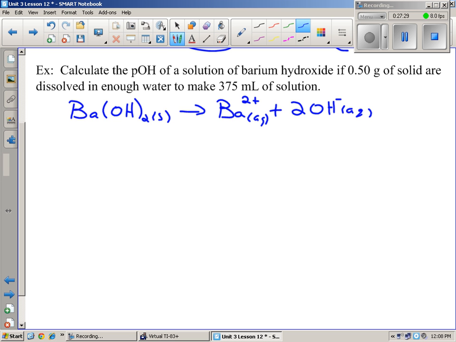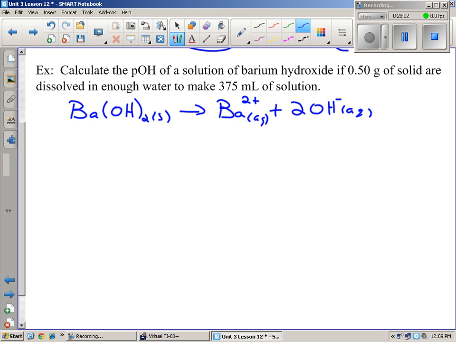First, you might say, why are we writing this? And why didn't we include water? Like the last one we did, we put water on there, right? We put HCl plus H2O gives H3O plus and Cl minus. Do I need to include water with this one? Should I have written barium hydroxide plus water gives me something? Yes or no?